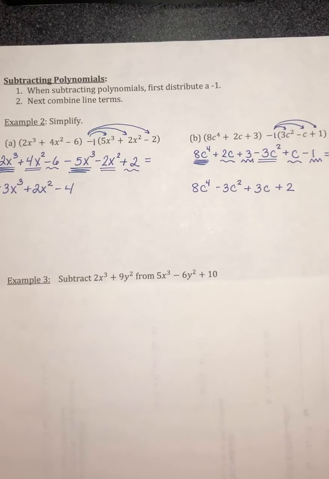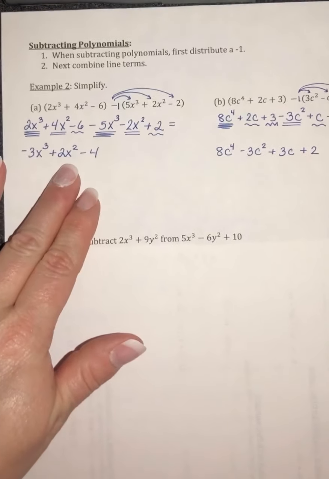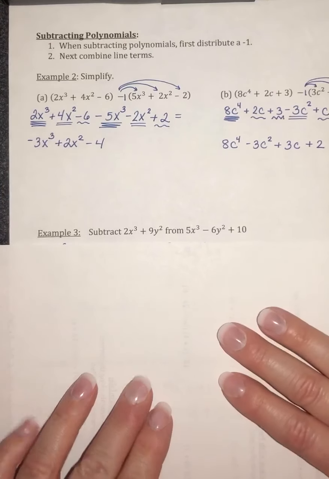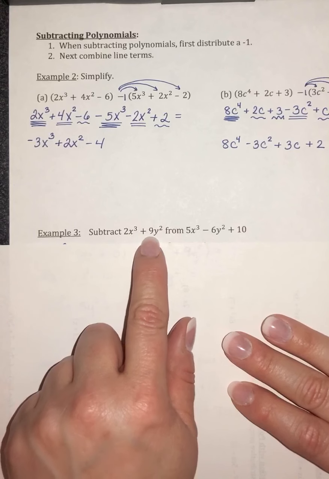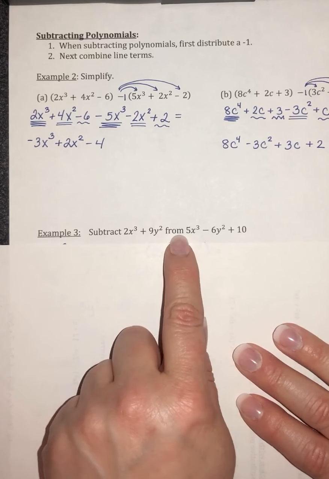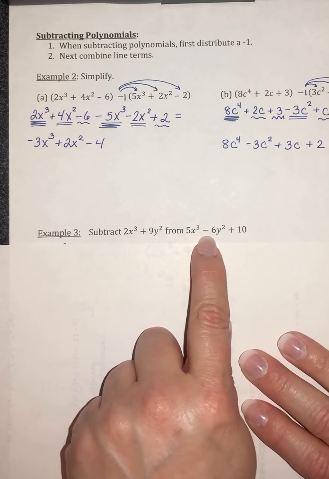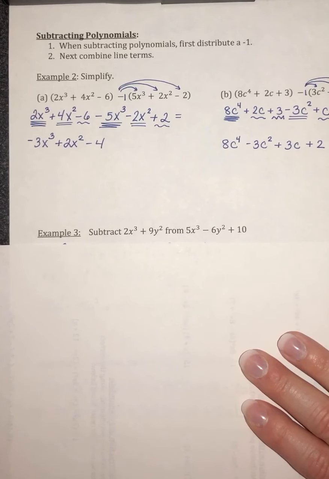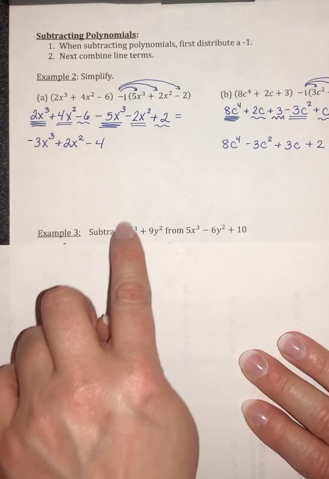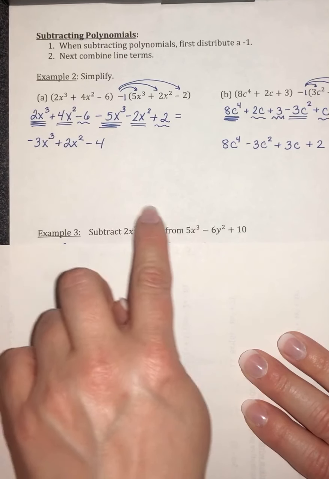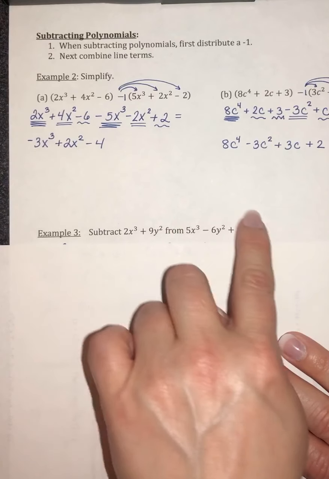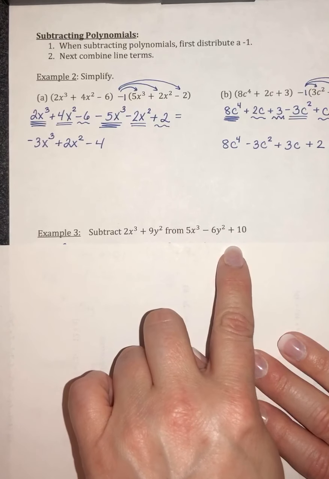Now, the last thing we're going to look at is really more of an example of vocabulary. All right. If I subtract 2x cubed plus 9y to the 4th from 10x cubed minus 6y squared plus 10, what's that really telling me to do? Is it saying write the 2x cubed plus 9y squared first? Or is it telling me to write the 5x cubed minus 6y squared plus 10 first?